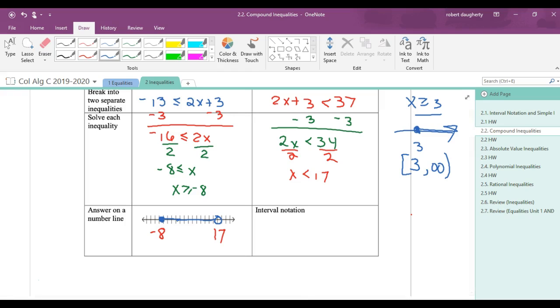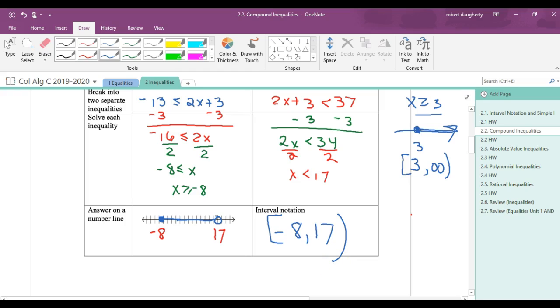This is one interval, okay? One interval. And to get the numbers for this interval, all you have to do is just copy down these numbers. It's the interval from -8 to 17. What kind of enclosure goes on -8? Bracket, and 17? Parentheses. There you are, okay?